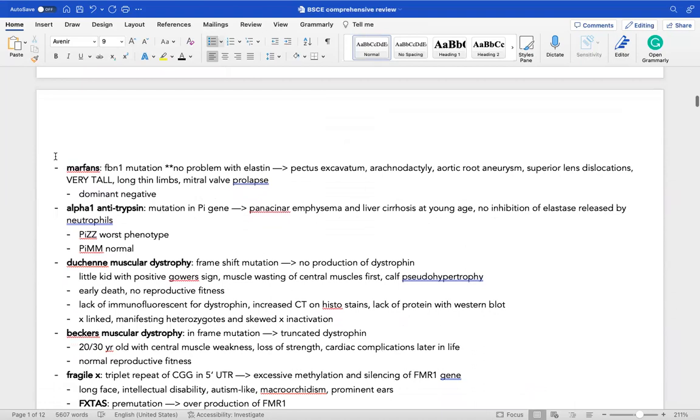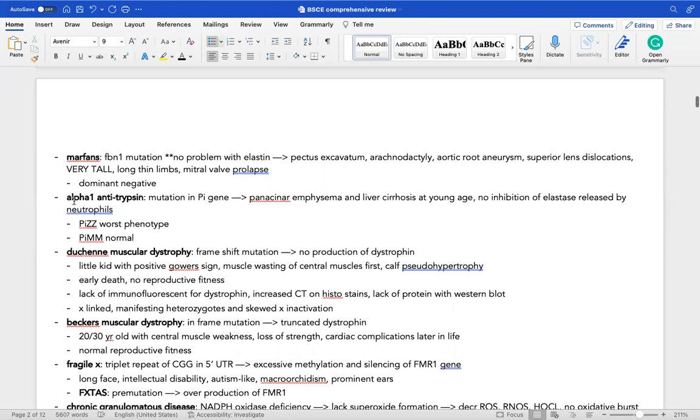We have Marfan syndrome. Marfan syndrome is a fibrillin 1 mutation. It's important for you to know that they don't have any problem with elastin, and they might have pectus excavatum, arachnodactyly, aortic root aneurysm, and they're usually very tall. They have long, thin limbs, and they also might have mitral valve prolapse. It's also a dominant negative.